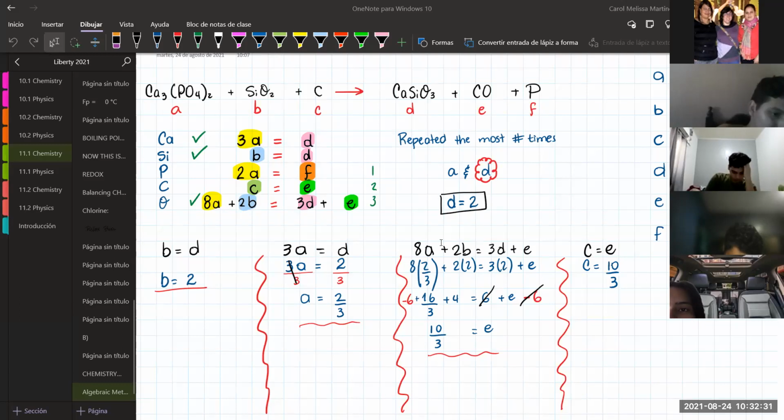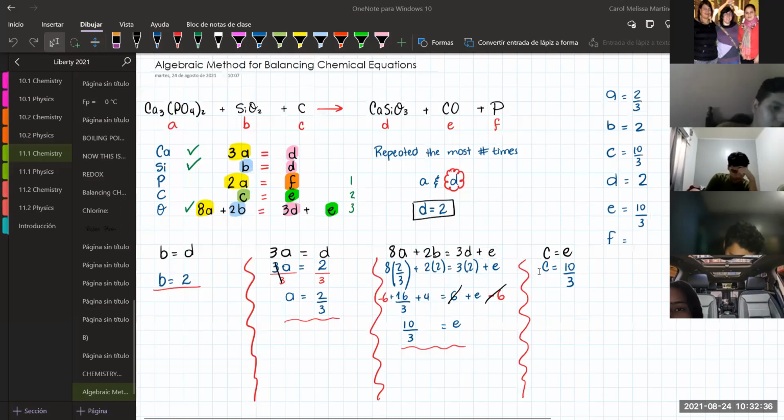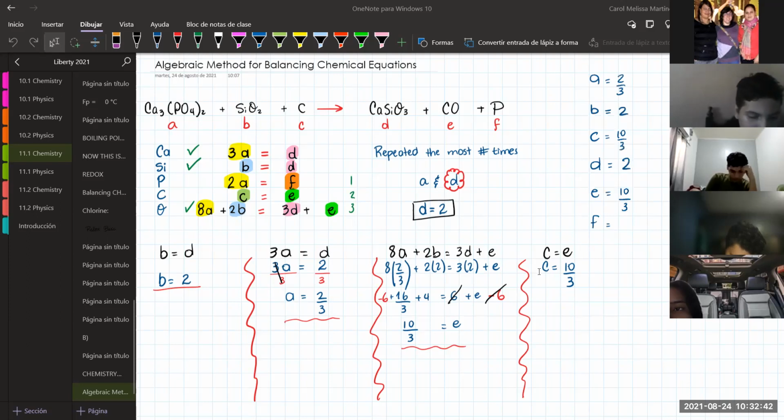And to find F, I will use the remaining equation, which is 2A equals F. You know the value of A, that is 2/3.